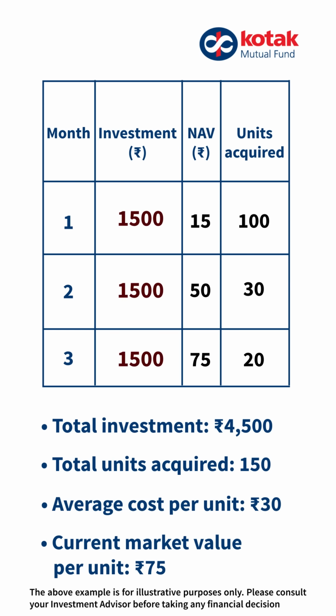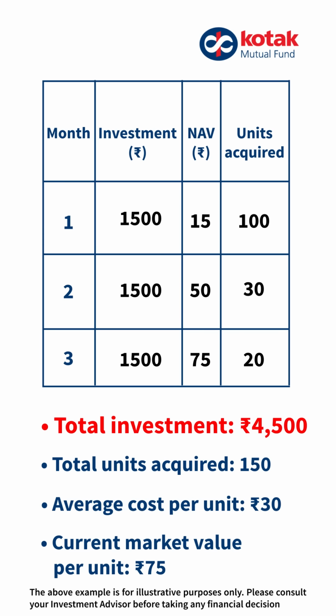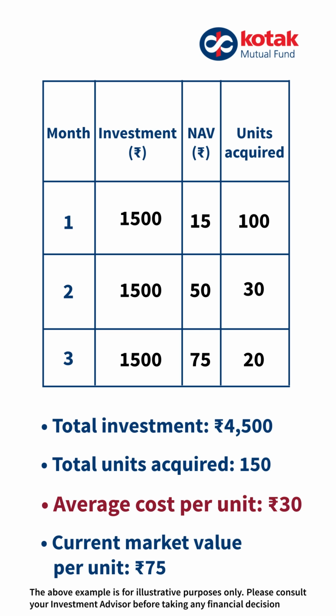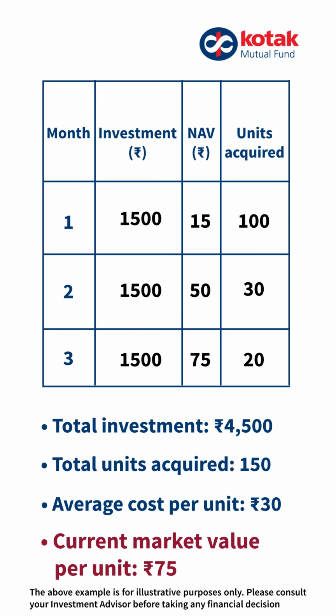Suppose you invest 1500 rupees each month for 3 months. In the first month, the NAV is 15 rupees, so you get 100 units. In the second month, the NAV rises to 50 rupees, giving you 30 units. In the third month, with the NAV at 75 rupees, you receive 20 units. So for a total investment of 4,500 rupees, you acquire 150 units at an average cost of just 30 rupees per unit, even though the current market value is 75 rupees.